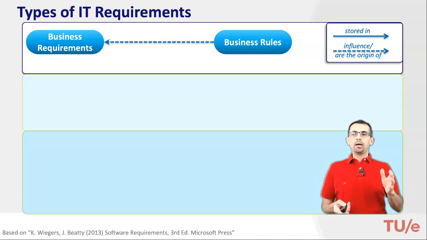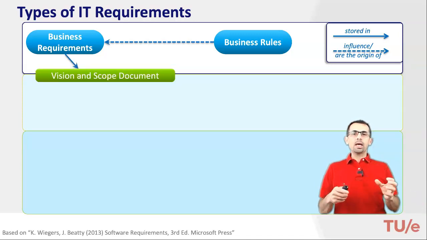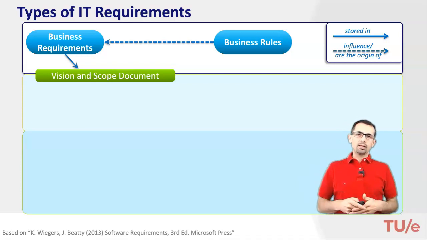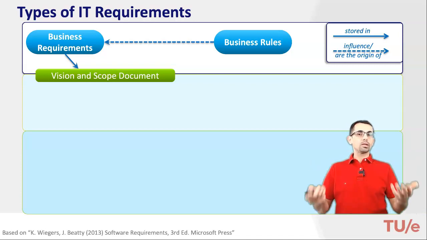And in fact, we see that business requirements are also based on business rules. They are basically recorded in a vision and scope document. In fact, that's your assignment A.